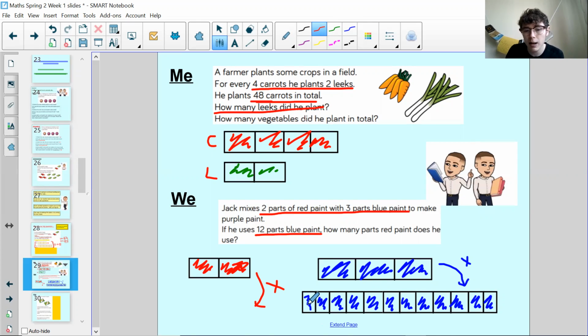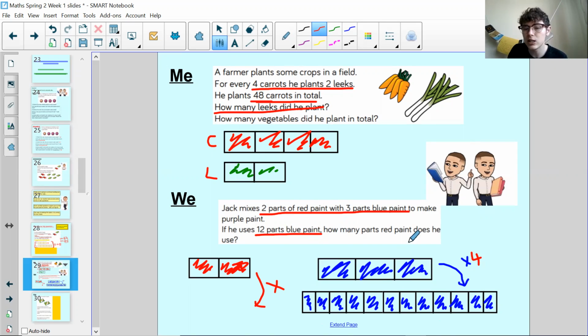So I've written my bar model for my 12 parts of blue paint down here. Now I need to think, how do I get from my 3 parts up here to my 12? What do I need to multiply by? So 12 divided by 3, we'll do the inverse, gives us 4. So it's times by 4.